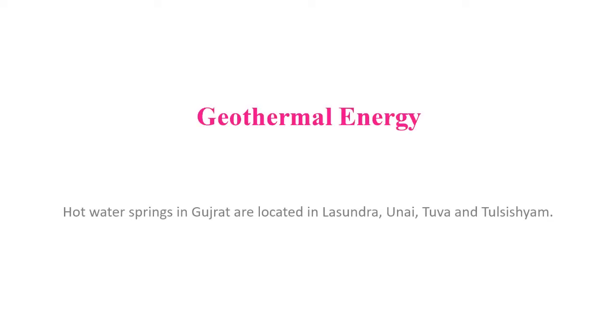Geothermal energy. Hot water springs in Gujarat are located in Lasundra, Unai, Tuva and Tulsi Shyam. These locations can be utilized for creation of geothermal energy.